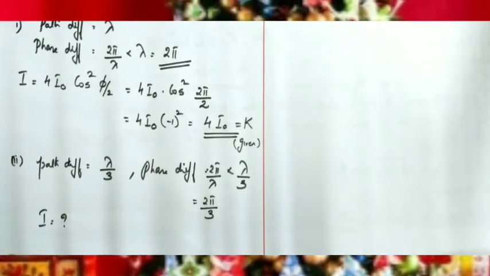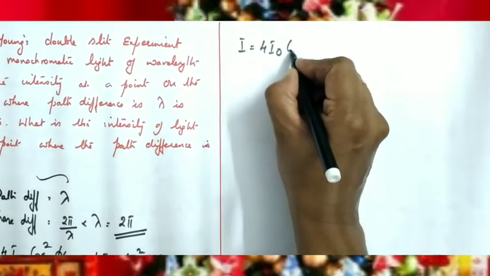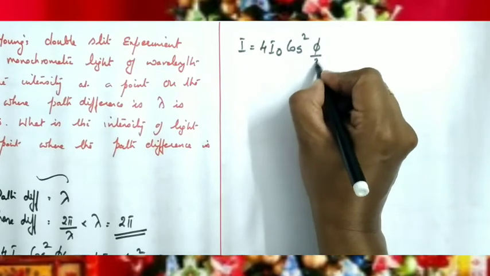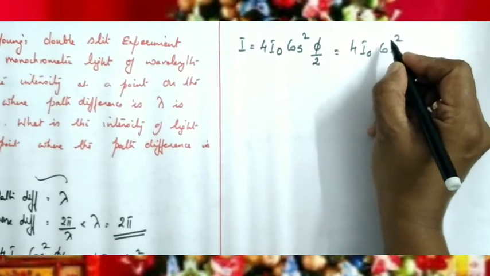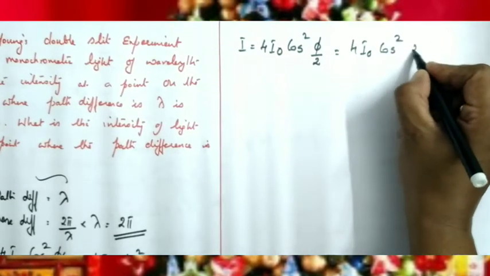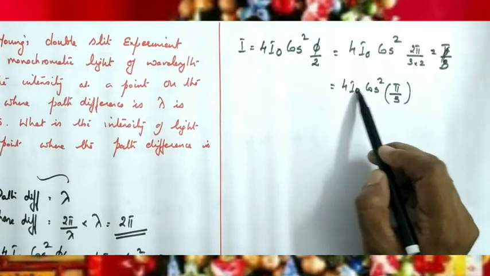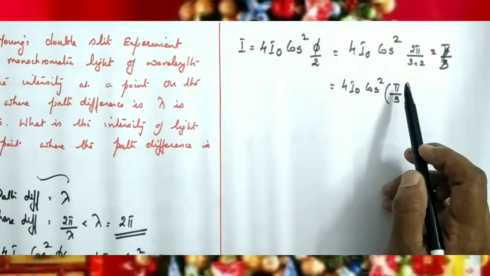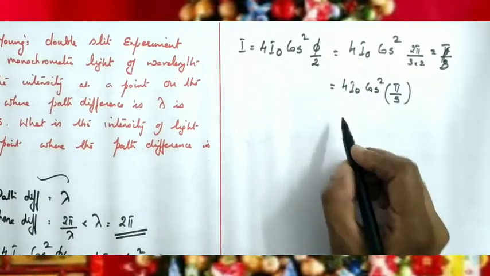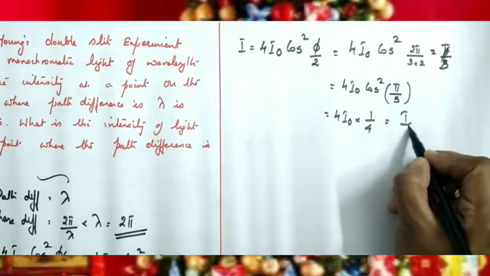That is the question. So, using the same formula, I equals 4I0 cos square phi divided by 2 is equal to 4I0 cos square. What is phi here? We got phi as 2 pi by 3. 2 pi by 3 by 2. Okay. So, into 2. So, 4I0 into cos square pi by 3. Pi by 3 means cos pi by 3, cos 60. Cos 60 it is 1 by 2. 1 by 2 the whole square, that is 1 by 4. So, we got the answer as I0. Okay. The new intensity is I0.